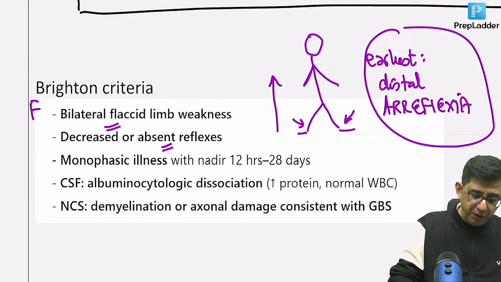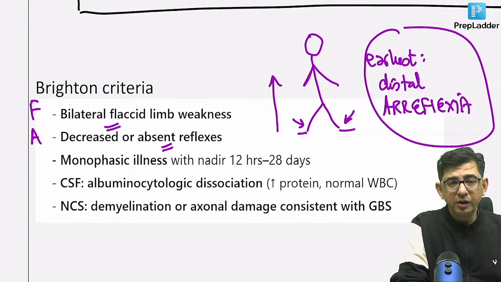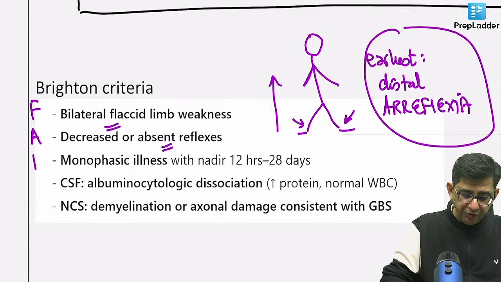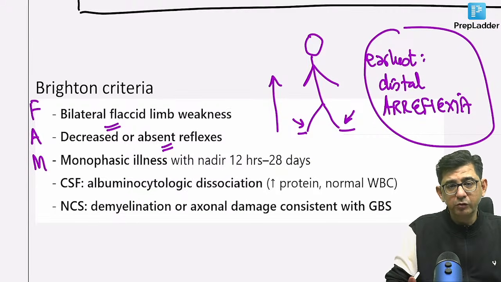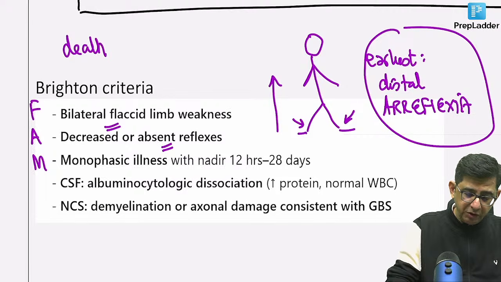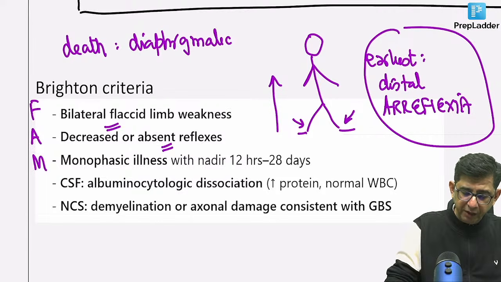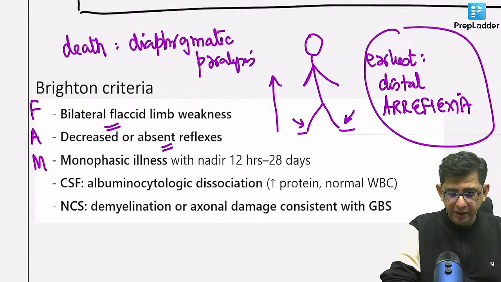So FAME is the word here. F is the flaccid paralysis. A is the absent reflexes. M is the monophasic illness, which can be very fast over 12 hours, that the guy might actually develop a diaphragmatic weakness. In fact, if he says what is the cause of death in patients of GBS, it is diaphragmatic weakness that would be seen here. Diaphragmatic weakness or diaphragmatic paralysis is the reason why these patients can die.